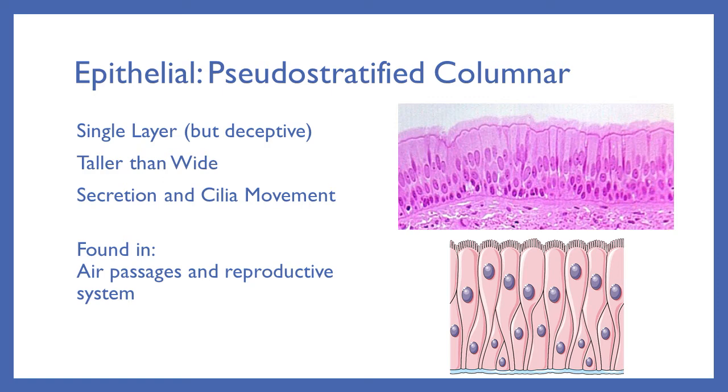We find them in the air passages and the reproductive system. These cells are specialized to produce mucus, and when they do, they can put that onto their surface and it'll trap any foreign particles that come in whenever you're breathing, for example, and it'll use the cilia to push them back up out of the lungs. So these mucus-producing cells are very important.